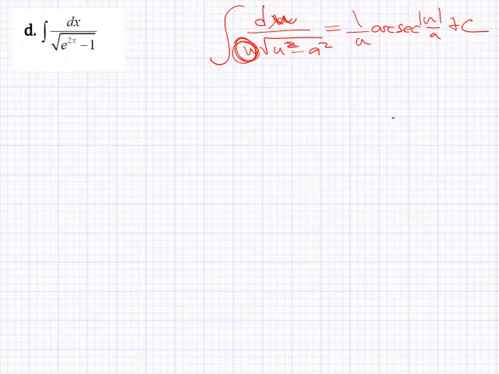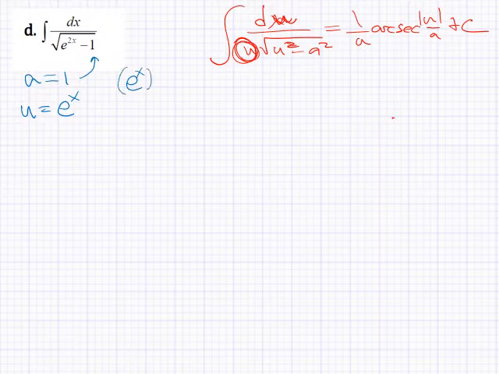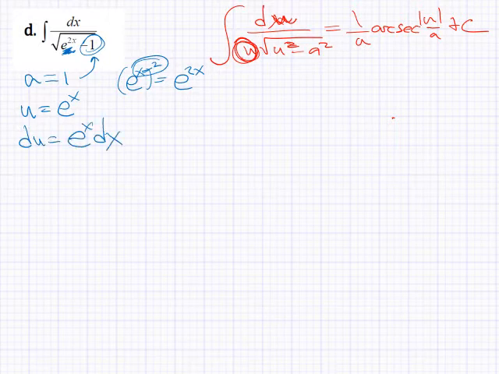So what I'm going to do is I'm going to start by saying a equals 1. So there's a squared. U is going to be e to the x. Now the reason why that is because e to the x squared is a power to a power, and I should multiply those together, so e to the 2x. And so this is now u squared. So now I got u squared minus a squared. If that's the case, then du should be the derivative of e to the x, which is e to the x dx.